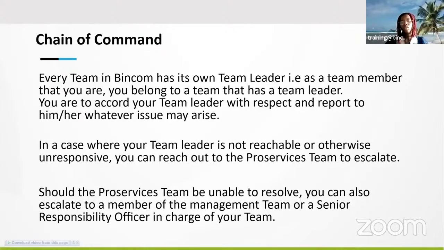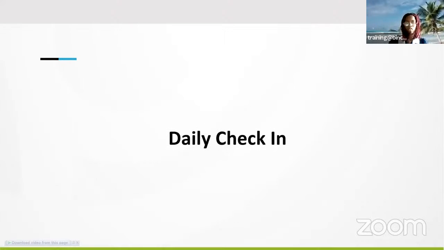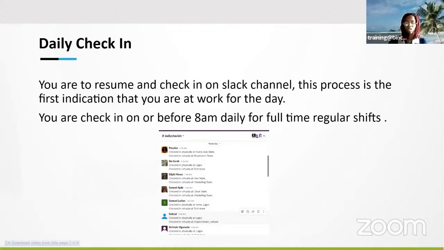Or if you feel like that issue was not resolved the way you want it to be resolved, you're not satisfied with the resolution of that issue, you can also escalate to a member of the management team or a senior responsibility officer in charge of your team. For most of us that have team mentors, you can also escalate to your team mentor if you feel your team lead is unavailable or thereabout.